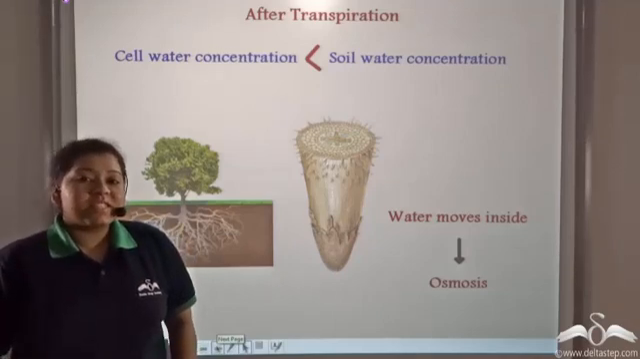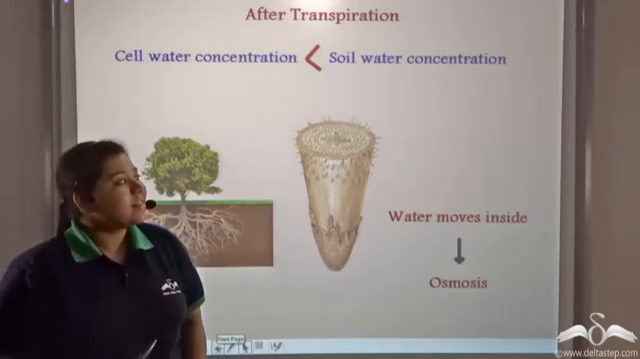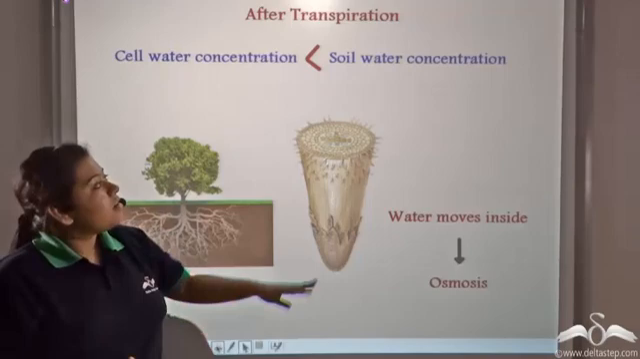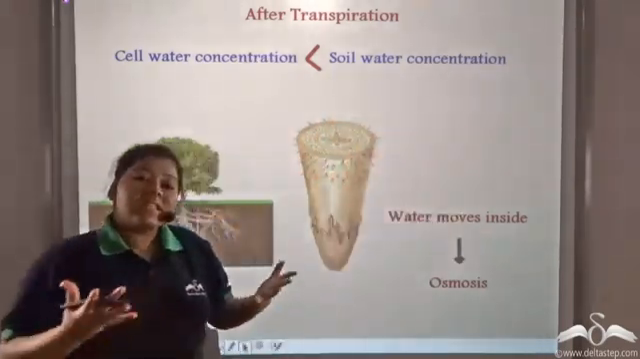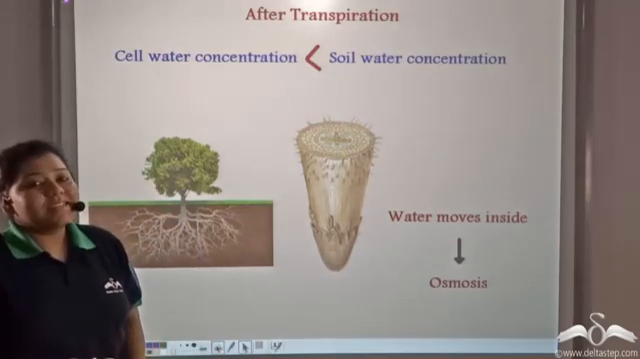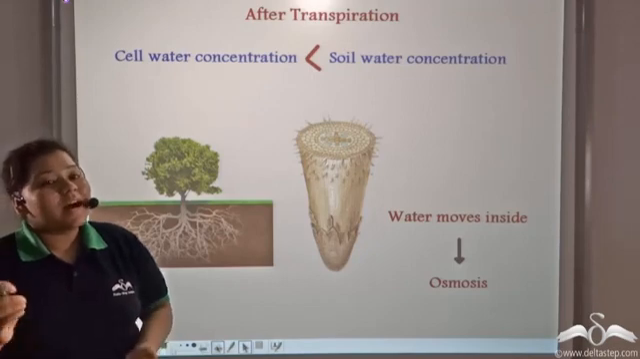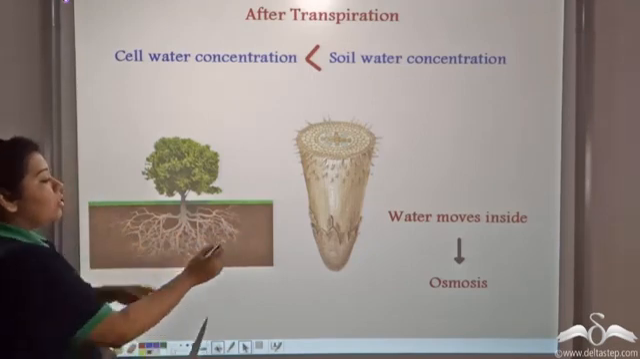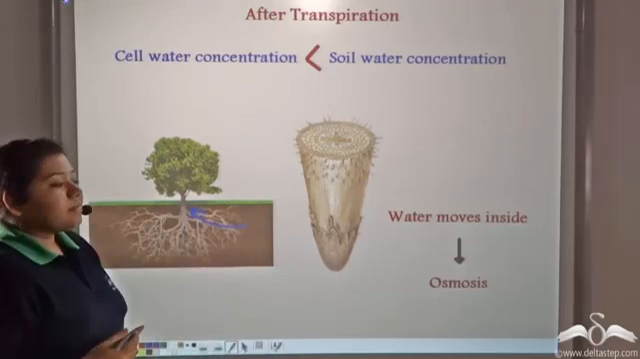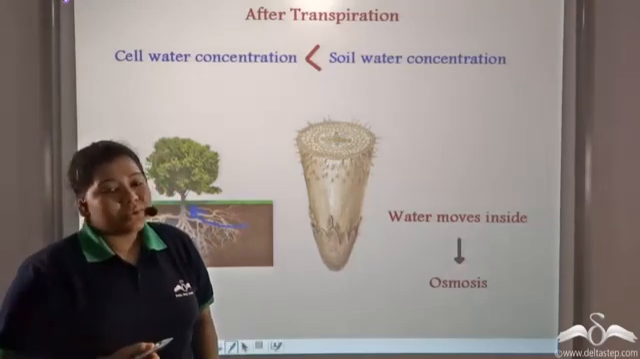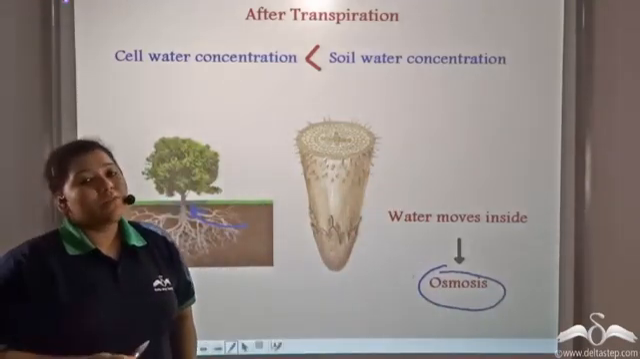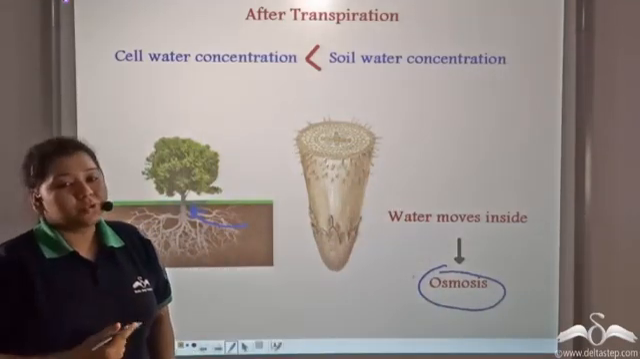So during transpiration, water is lost from the plant cells. So the cell water concentration decreases, but the soil water concentration is more than the water concentration present in the cells. So we've studied that water will travel from a high concentration area to a low concentration area. And this process is known as osmosis. So through osmosis, water travels from the soil to the roots.